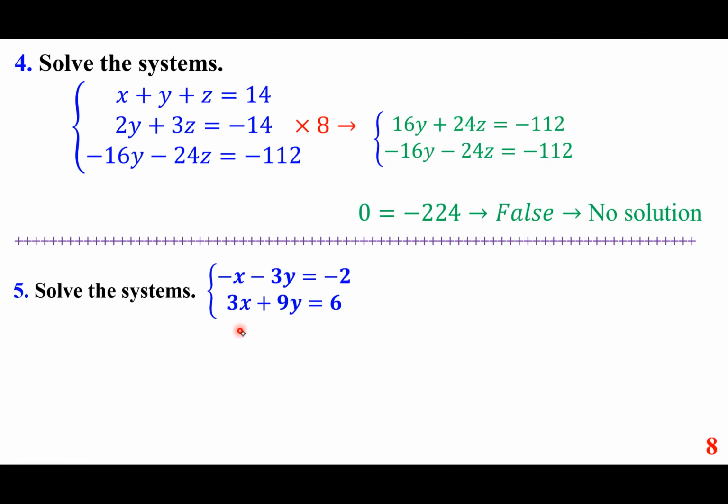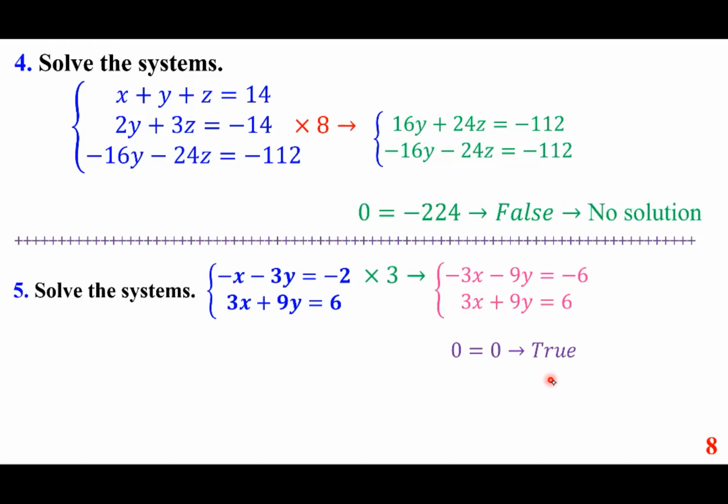In this case, let's say I want to get rid of the X. If I multiply by 3, I can get rid of that. The first row, I don't touch the second one, so minus 3X, minus 9Y, minus 6. As you can see, this cancels out, this cancels out, this cancels out, and we get 0 equals 0. This is a true statement, and that means infinitely many solutions.